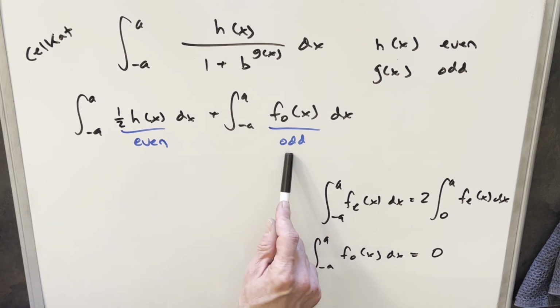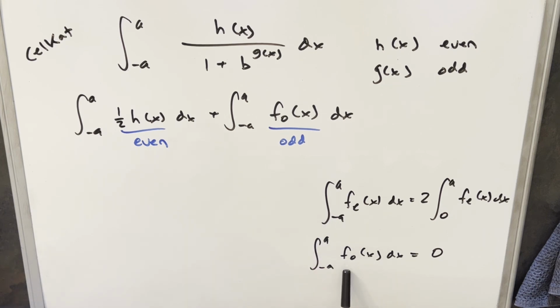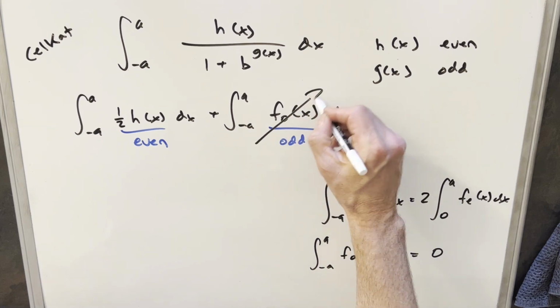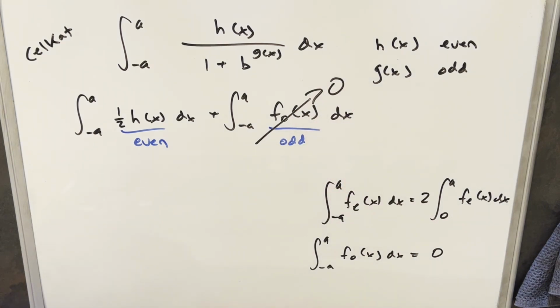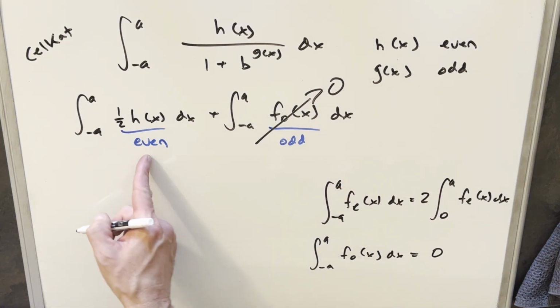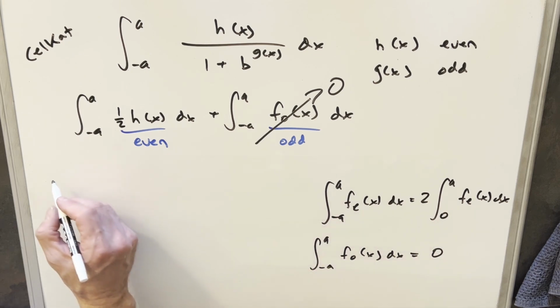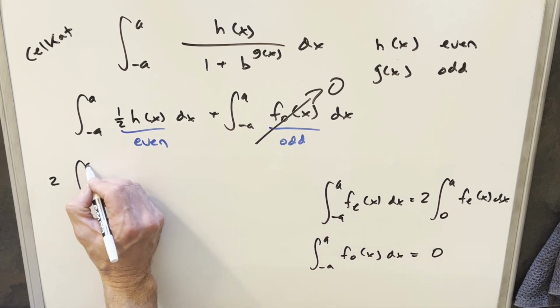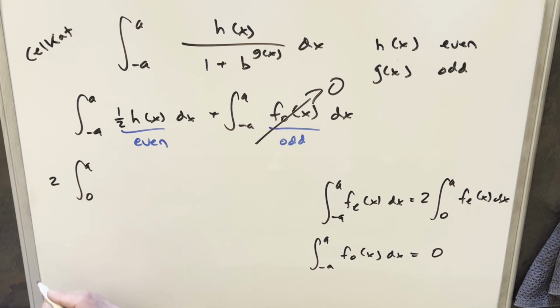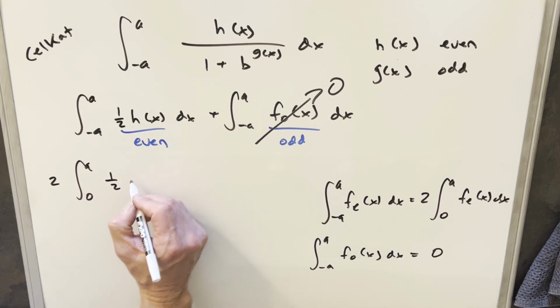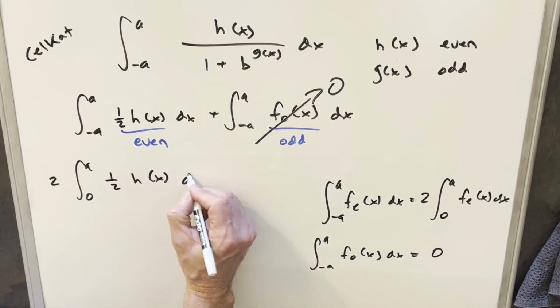But this is going to be pretty nice here because this is an odd function, and we just said that if we have an odd function with symmetric bounds, it's just 0. So this part's going away, and so that's just disappearing to 0. And then we can take this part that's an even function, and we can use this property. So we bring a 2 out front of the integral. We change this lower bound to 0, and so we still have our function half h of x.